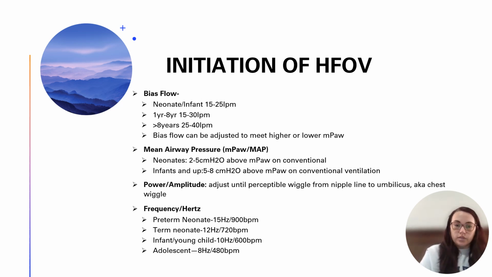And then setting your frequency, or your hertz. Again, this is going to depend on the disease process, why you're going on the oscillator, and physician preference, but in general, a preterm neonate, 15 hertz or 900 breaths per minute. Term neonate, you're going to start around 12. Infants and young children, around 10, and adolescents up to adults, anywhere from 6 to 8. I've had neonates on a hertz of 3, which is generally the very lowest setting, and that's generally a very, very sick baby that we're having a really hard time ventilating.